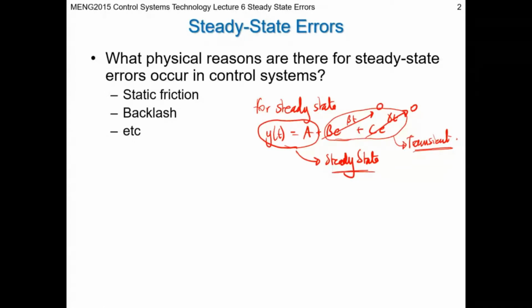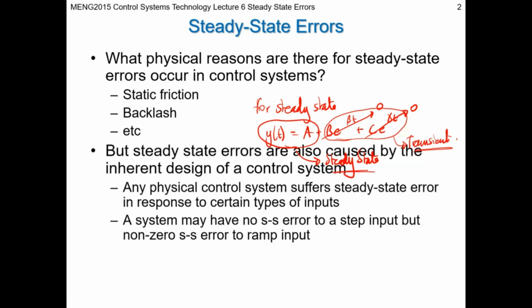So why would you have steady state errors in a system? What are the physical reasons? And here are a couple listed. If it's a mechanical system, it could be due to things like static friction. If it has gears, it could be to do with things like backlash. So these are some things that physically could cause the system to have an error. And we'll just have a little look at those in a minute.